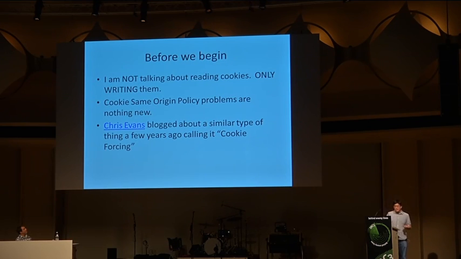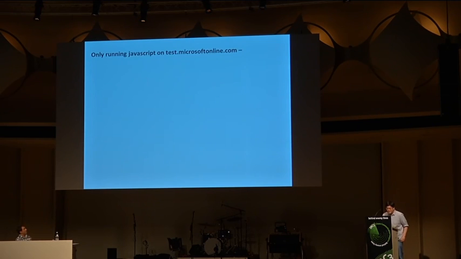So again, I want to reiterate, we're not talking about reading cookies cross-domain, we're only talking about writing them. These issues have been around for a while. Our friends at Google, Chris Evans and his colleagues, actually blogged about this a while ago, calling it cookie forcing through active man-in-the-middle attacks. But what we're going to talk about here is really the subdomain vector. So let's take an example.